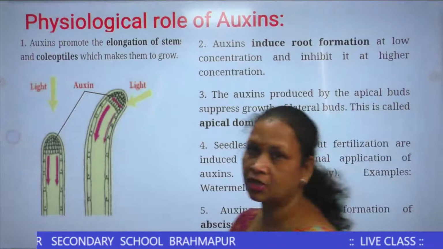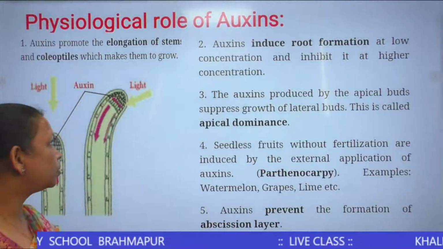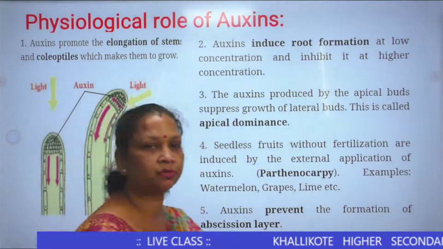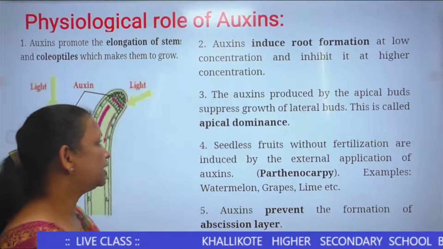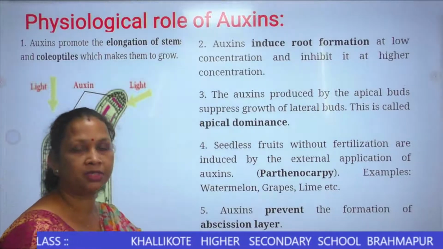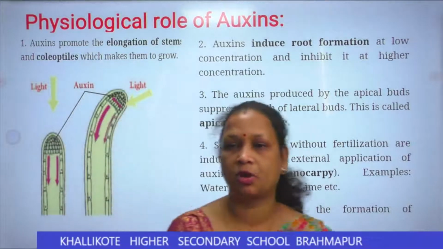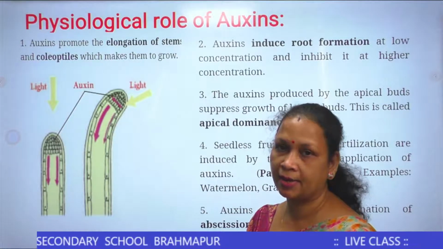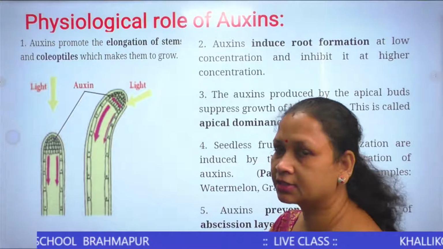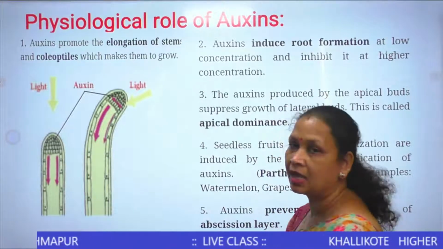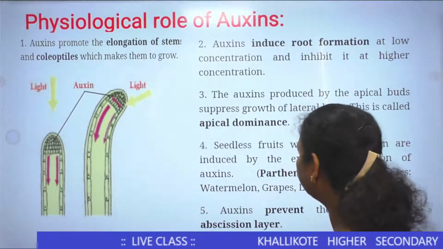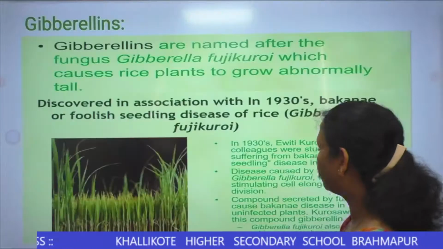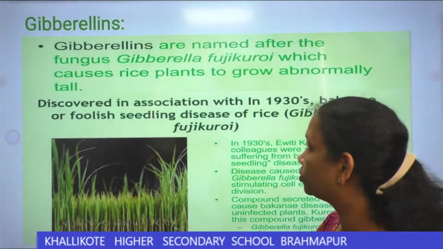The major physiological roles of auxin: it induced root formation, that is adventitious root formation from stem cuttings. It also promotes apical dominance, the phenomenon where the dominant bud present at the apex suppresses the activity of the lateral buds. It also induced parthenocarpy and prevents the formation of the abscission zone.